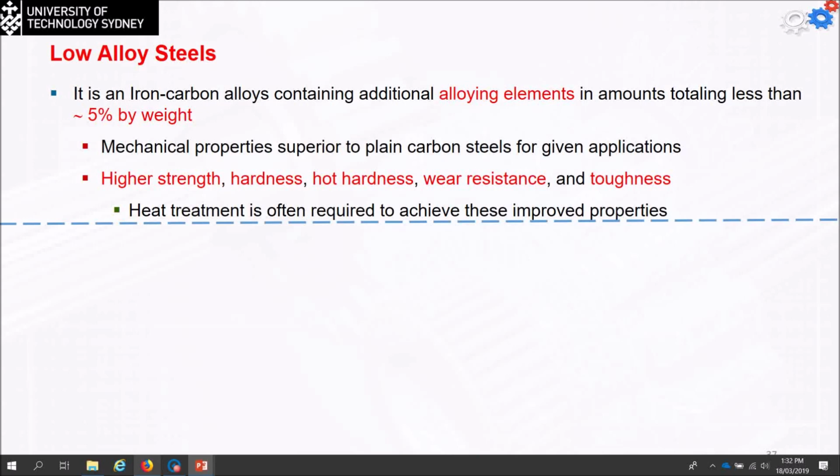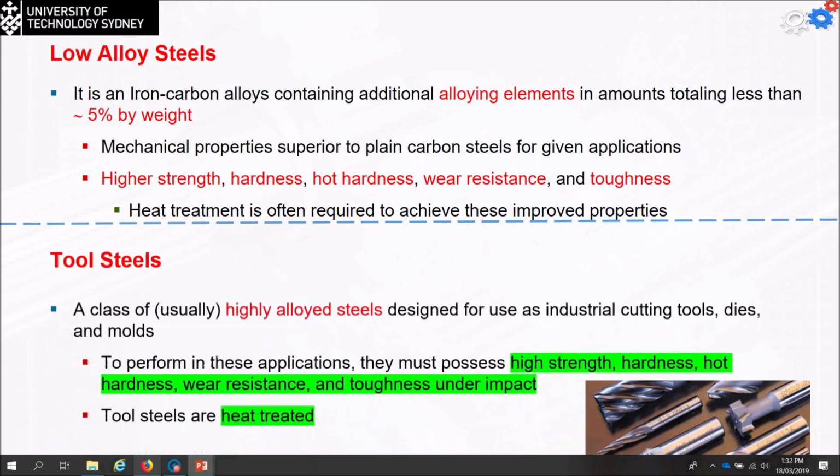The tool steel, which, as you can tell from the name, is used to make cutting tools, is a class of highly alloyed steels designed for use in industrial cutting tools, dies, and molds. To perform these applications, they must have high strength, hardness, hot resistance, wear resistance, and toughness under impact. And these are usually going to be heat treated.